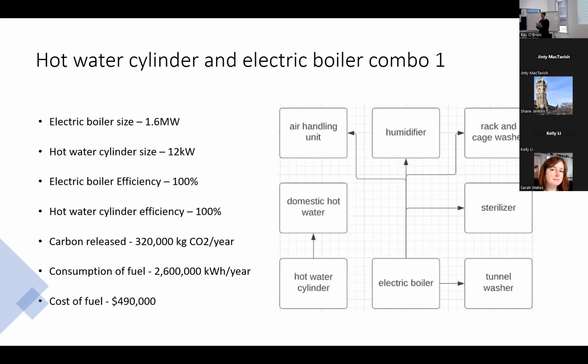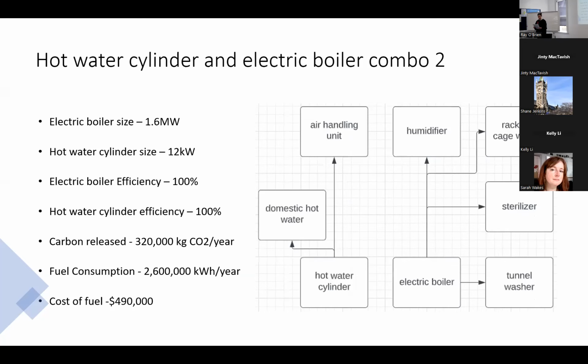Hot water cylinder and electric boiler combo has an overall efficiency of 100%, which is the same as the electric boiler, but the steam is not having to be produced for the district hot water, so the steam that was previously produced will not have to turn back into hot water. This option gives us a carbon usage of 320,000 kgs of CO2 per year, consumption of fuel of 2,600,000 kilowatt hours per year, and a cost of fuel of $490,000 per year.